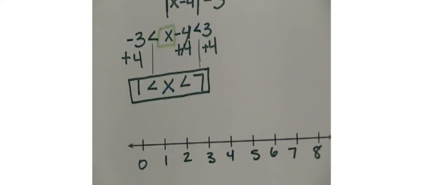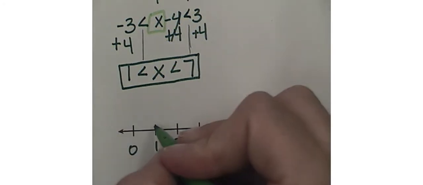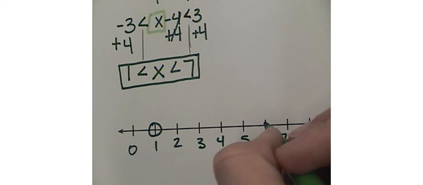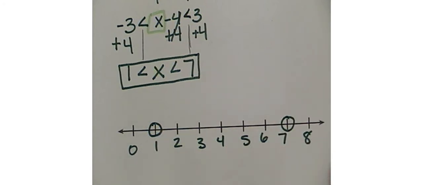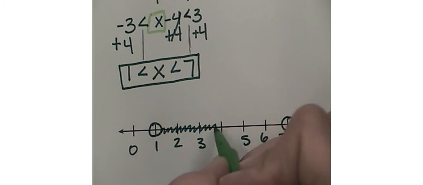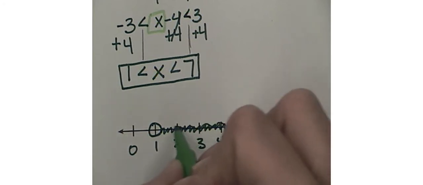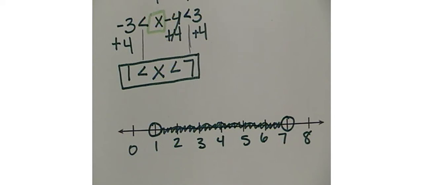Let's fill in our number line, and then we're going to graph this. So an open circle at 1, open circle at 7, and let's shade in the middle to connect them because x is in between. It's greater than 1 and it's less than 7.